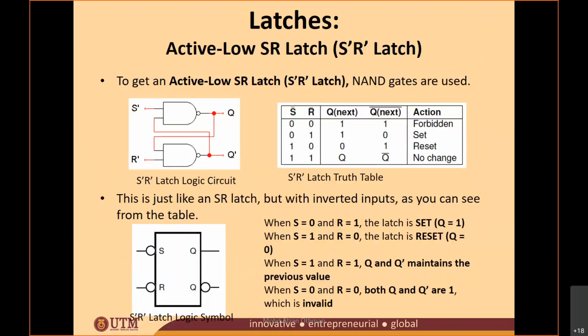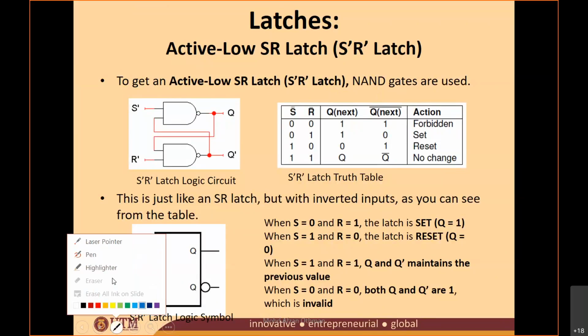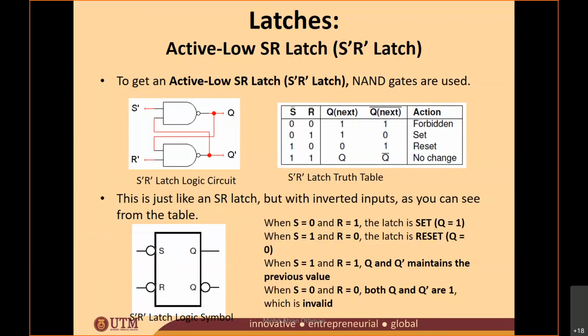Okay, next we go to active low SR latch, which is S bar R bar latch. To get an active low SR latch, a NAND gate is used. Kita gunakan NAND gate untuk dapatkan active low input S bar R bar latch. So this is the logic circuit and this is the logic symbol. Since the input of S and R ada bubble kat depan ni, so kamu tahulah this is an active low input S bar R bar latch.